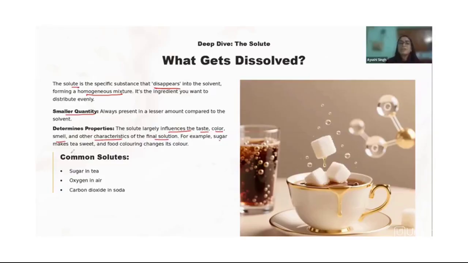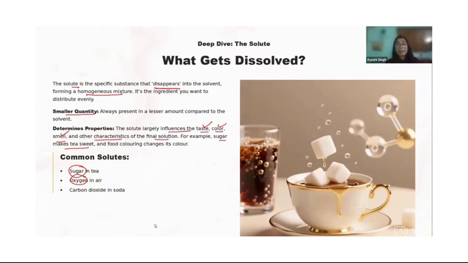For example, sugar makes tea sweet, right? If you take salt water, the water will become salty because the solute is changing the taste or the color or the smell, right? Okay, common solutes could be sugar. So sugar in tea is a solute. Oxygen in air is a solute. Nitrogen in air is a solute, and carbon dioxide in soda is a solute. Okay. Right. Okay.